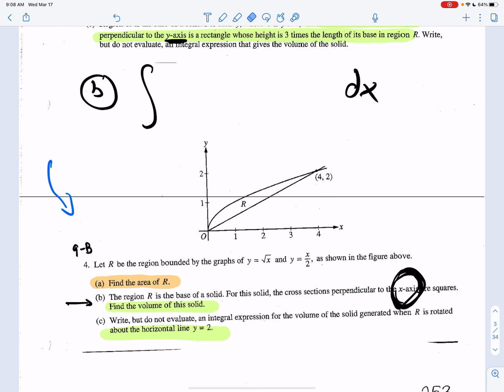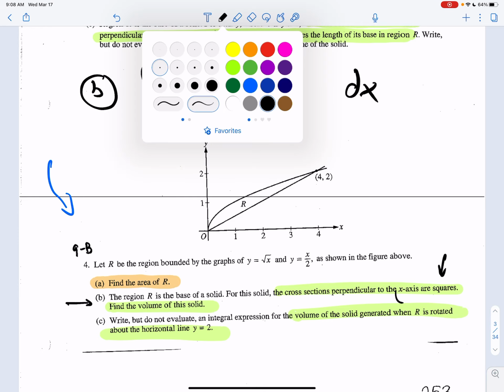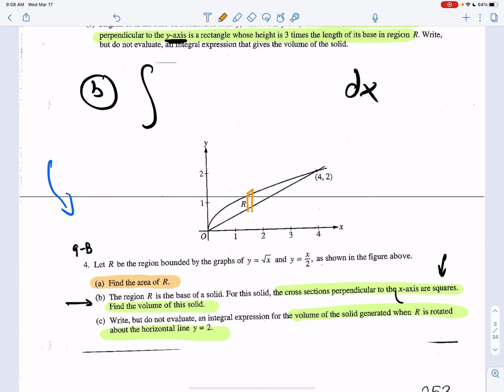Okay, so they tell us that the cross sections are squares. So I'm going to draw a sample. Since it's perpendicular to the x-axis, I'm going to go ahead and draw a vertical rectangle. And there, on top of it, is a square. So you're stacking a bunch of squares on top of this region. You're not spinning this. Okay?